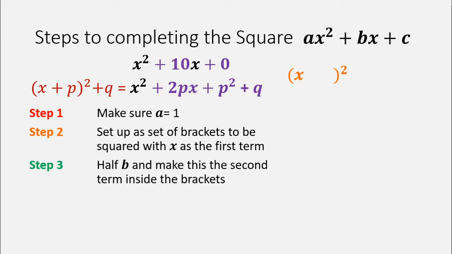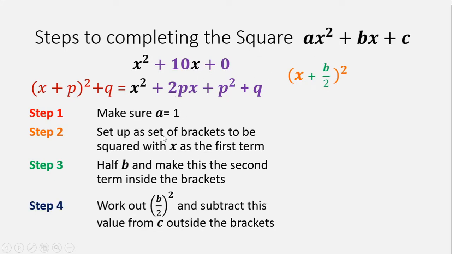Good. Step 3. Half b and make this a second term inside the brackets. Half b. Why am I going to half b? Here's my middle term. That's b. And I'm going to half it because I'm trying to work out what p is inside these brackets. And look, 2p here will make the middle term. So that's why I need to half b, because I am going to multiply this by 2. Okay, that makes sense. Step 4.